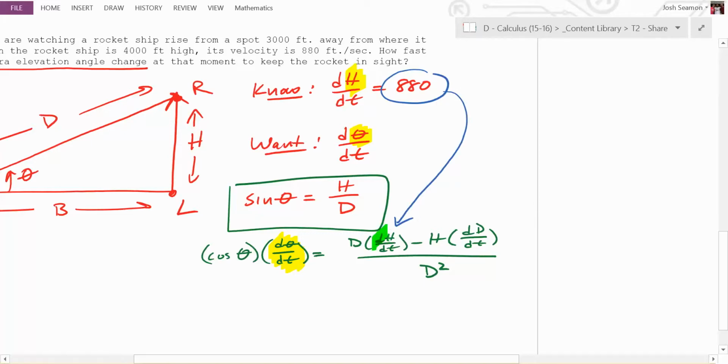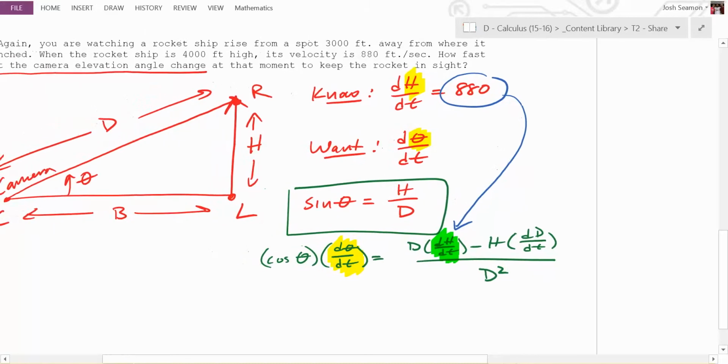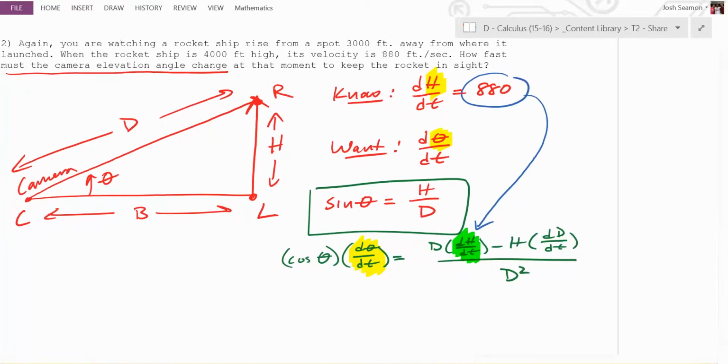So we have that, right? Do we have anything else? I think we have something else. What else? We have h, right? Why? When the rocket ship is 4,000 feet high, h is 4,000. So we have that one. Nice. Do we have anything else? Well, hold on. We know what b is, right?